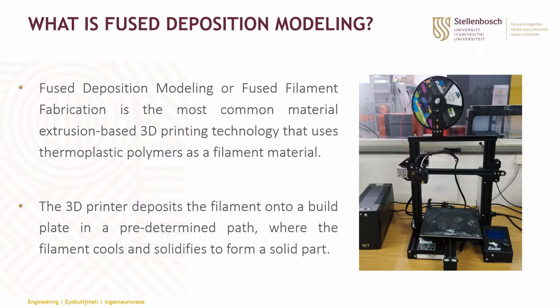Now, what happens is the FDM uses a string of solid filament that is coiled up in a spool, pushing it down through a heated nozzle and melting it in the process. The 3D printer then deposits the molten filament onto a build platform in a predefined path. The filament then cools down and solidifies to form a 3D object.